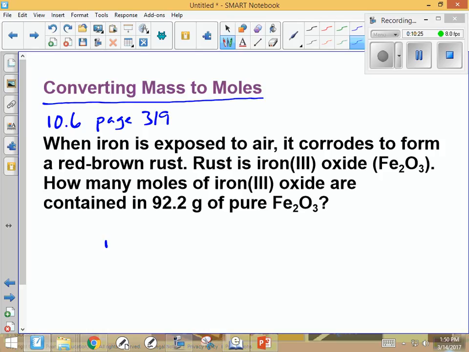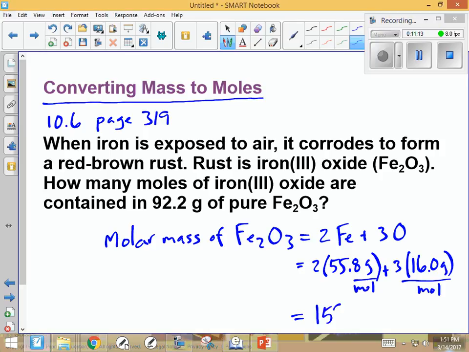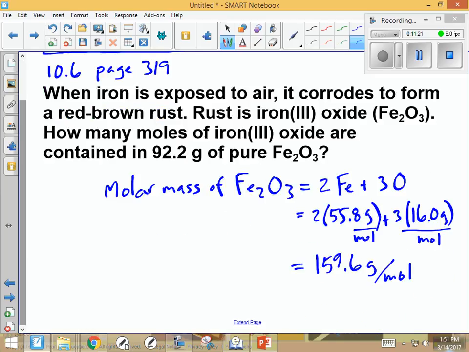First, let's find the molar mass of iron 3 oxide. Remember that 3 is the oxidation number. We have 2 irons and 3 oxygens. And iron weighs 55.8 grams per mole. So we have 2 times 55.8 grams per mole plus 3 times 16.0 grams per mole. So together that weighs 159.6 grams per mole. That's the molar mass of iron 3 oxide. Okay?